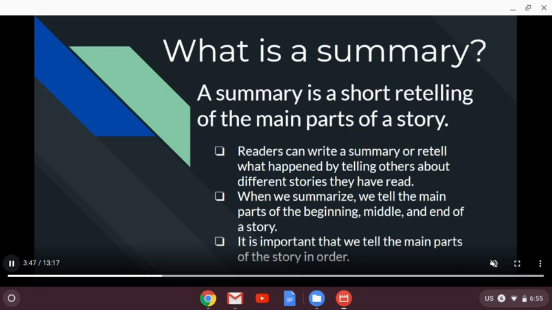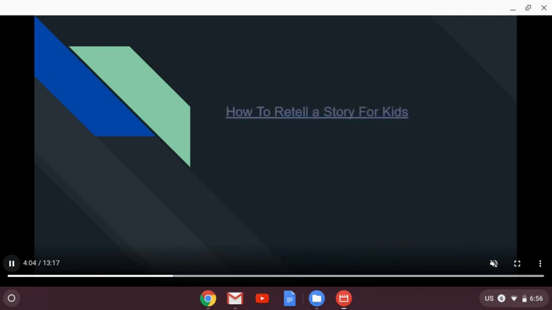And then when we have the parts and pieces from the beginning, the middle, and the end of a story, we are able to write the main idea of the story as a whole. So all the different parts and pieces can go together to be our main idea. Okay? So we are going to listen to how to retell a story for kids. And as you're listening, I want you to be able to pull out the different pieces, the beginning, the middle, and the end, that are represented in this example.